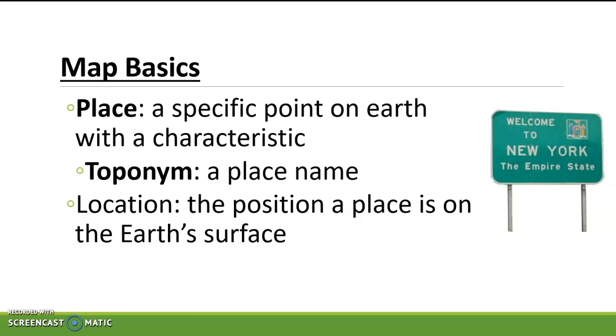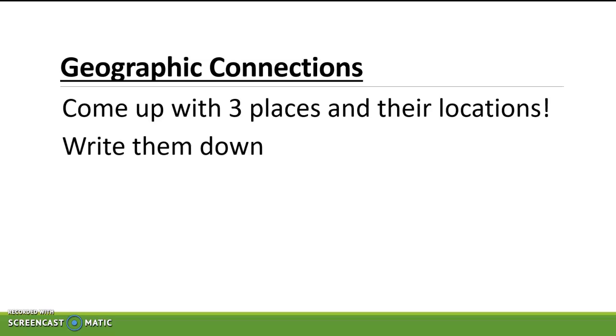And then when we think of toponym, we're looking at a place name, and toponyms are often rooted in history, maybe religion. That can be something that we see in California. So when we look at the names of cities in California, like San Diego, San Francisco, San Fernando, those are all named after saints. A location is the position a place is on Earth's surface. And so we can look at both relative and absolute location. We'll break that down. Before we do that, however, let's look at some geographic connections here.